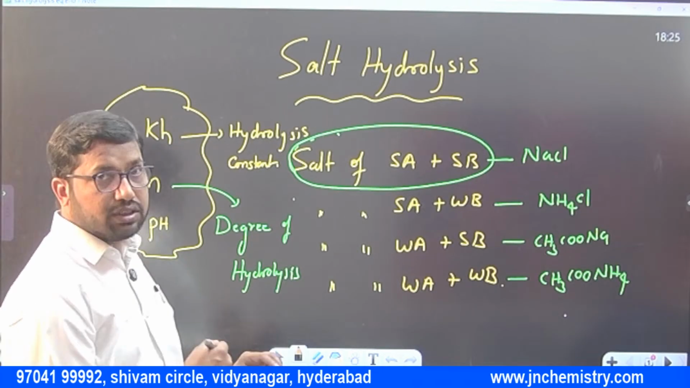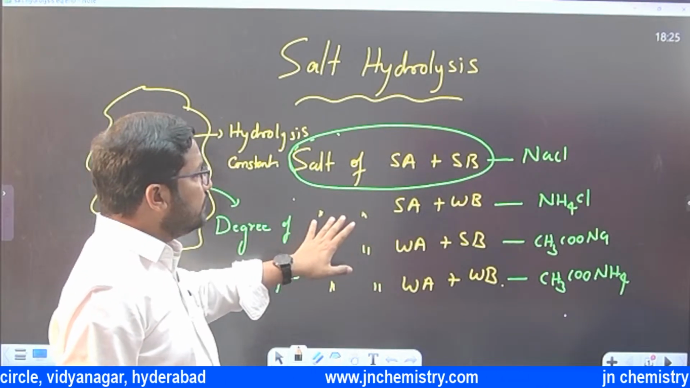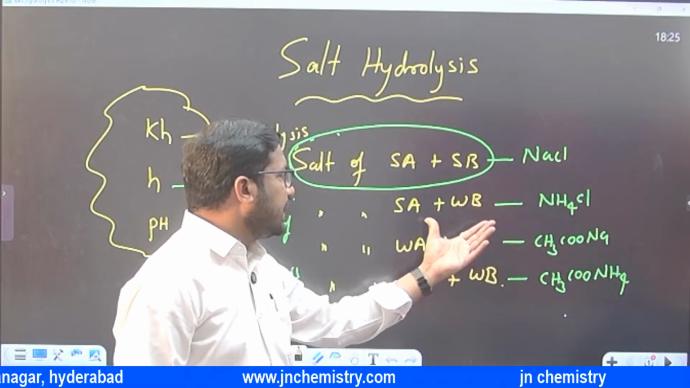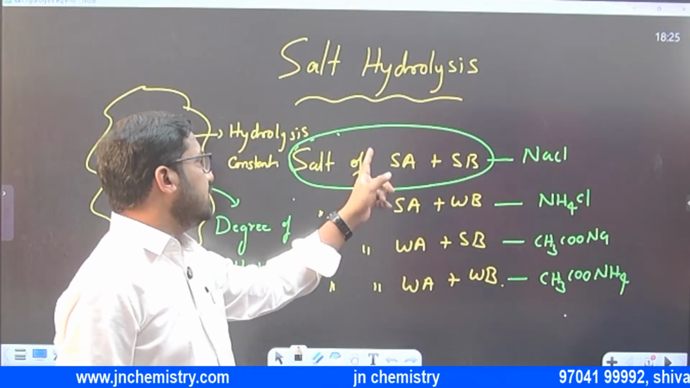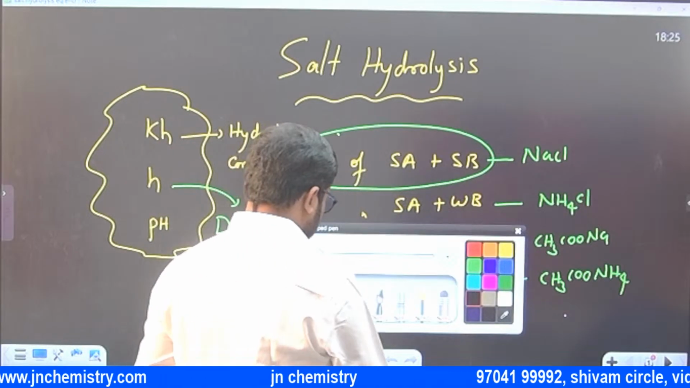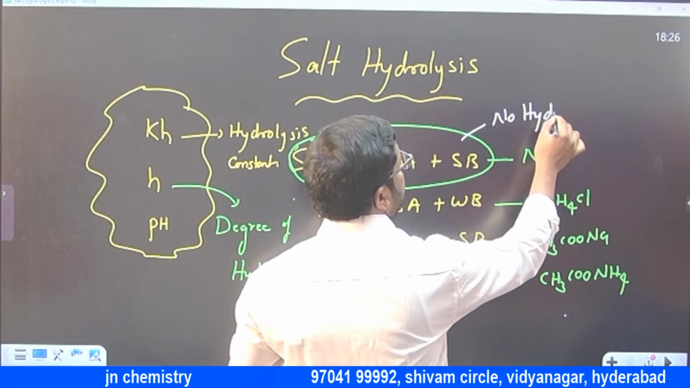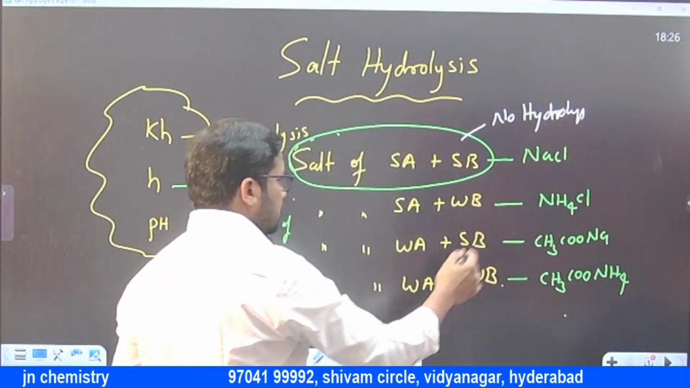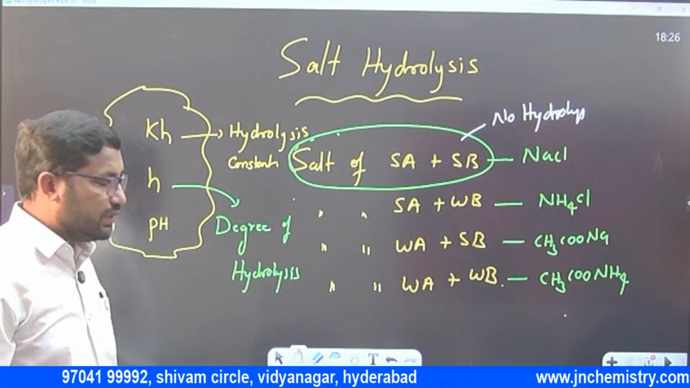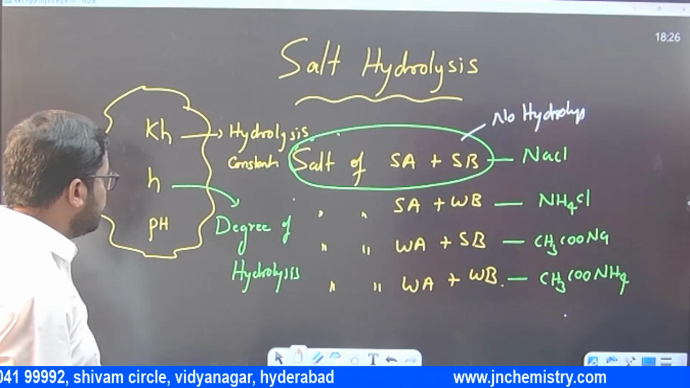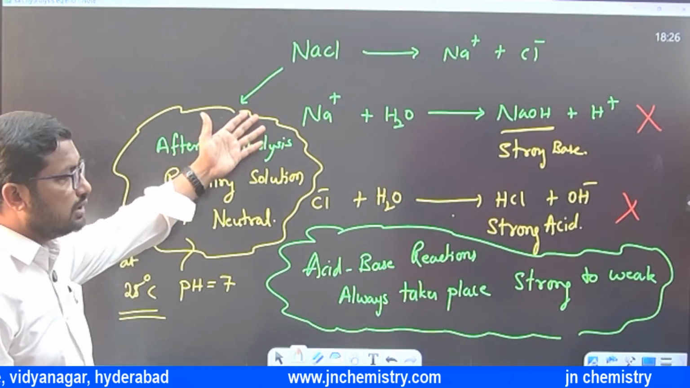So in the salt hydrolysis last class, this is salts, right? Salt of strong acid, strong base, neutral. Salt of strong acid, weak base. So examples which I gave you, weak acid and strong base, weak acid and weak base. So we discussed these three. No hydrolysis in this particular case, right? But we discussed salt of strong acid, weak base, and weak acid, strong base. So this I already told you. After hydrolysis, resulting solution is neutral.